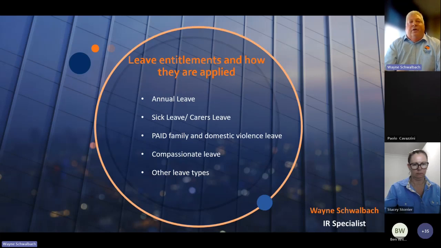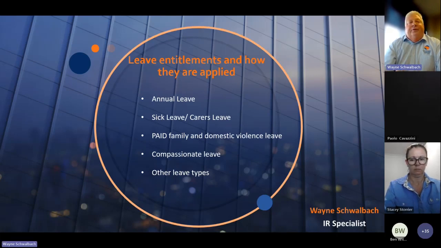It doesn't accrue like annual leave or sick leave, but on each anniversary, it goes back to 10 days. So if unfortunately one of your staff needs to access the family and domestic violence leave, and they take 2 days, for example, they'd be sitting there at 8 days. Come their anniversary date, it just goes back to 10. It doesn't go to 18, it goes back to 10.